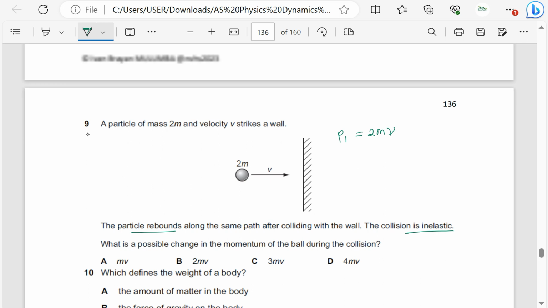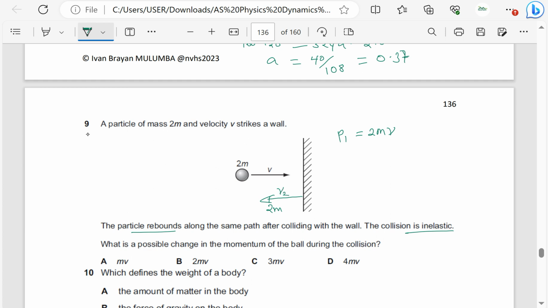What is the possible change in the momentum of the ball during the collision? Whether the collision is elastic or inelastic, momentum is always conserved. That is for the whole system, but not for the ball. So the particle rebounds along the same path after colliding with the wall. The collision is inelastic. Of course it is the same particle 2m, and let's say the speed with which it rebounds is v2.